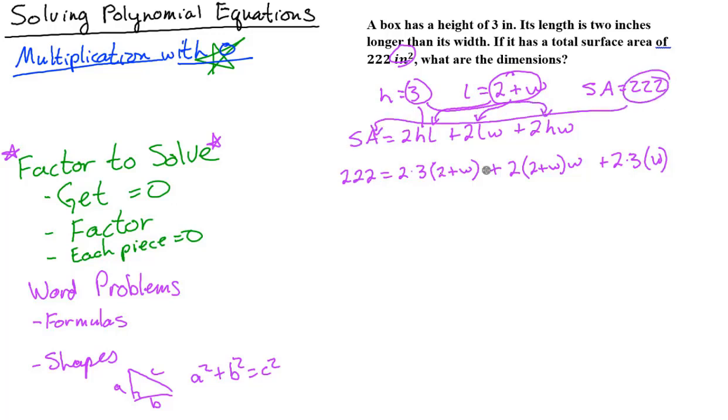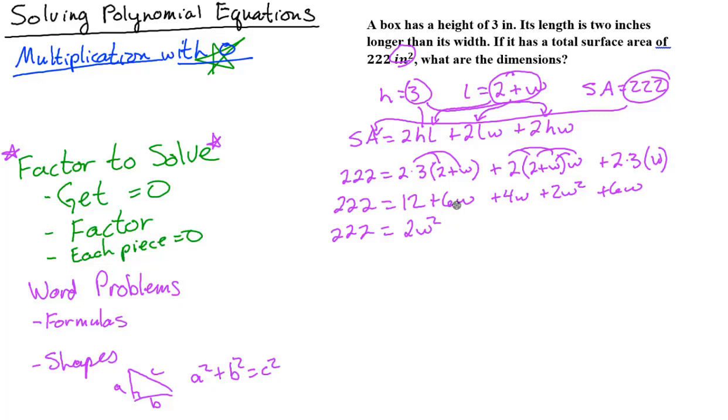You take all the data, stick it in, and the equation that we end up with, you'll notice, this 6 jumped in here is 12 plus 6w. When we jump the 2 and the w in, we get plus 4w plus 2w squared. And then this is a plus 6w. So when we simplify this down, we have 222 equals 2w squared, plus 6 plus 4 is 10, plus 6 is 16w, plus 12.